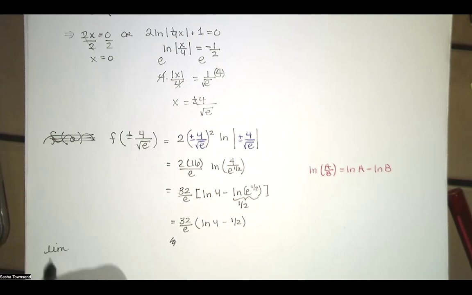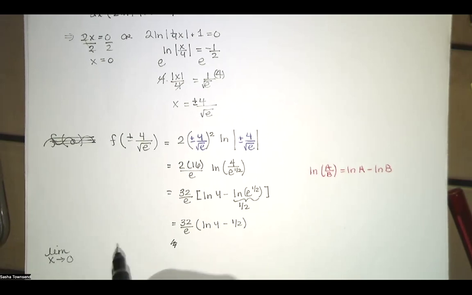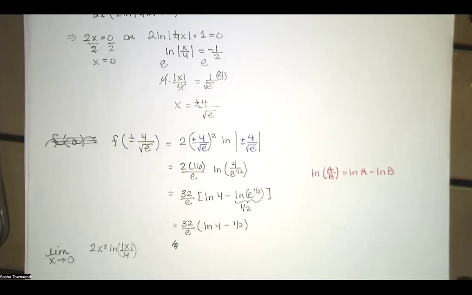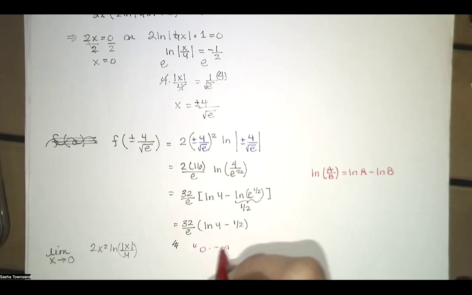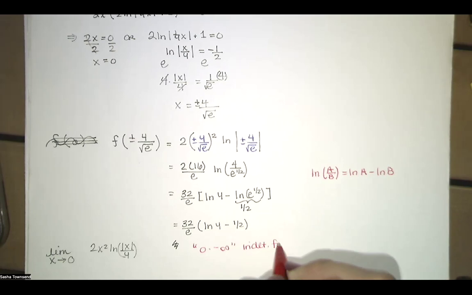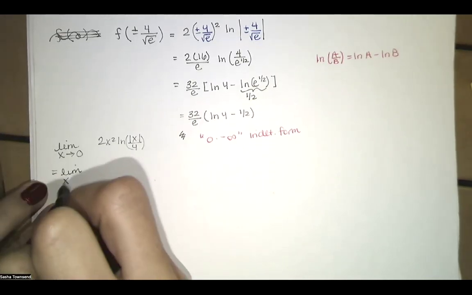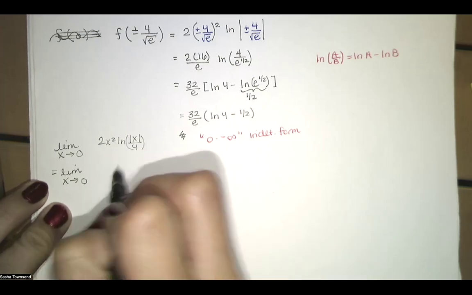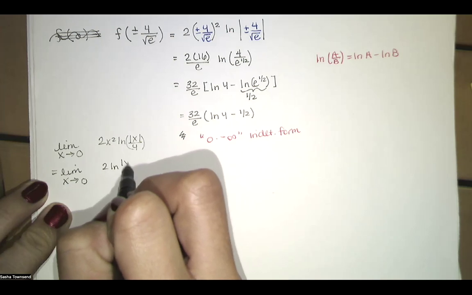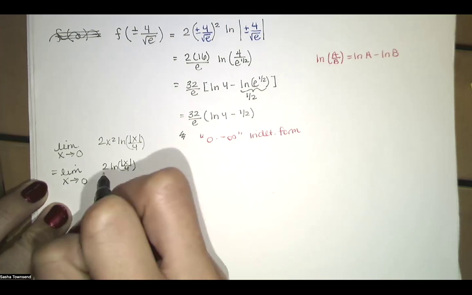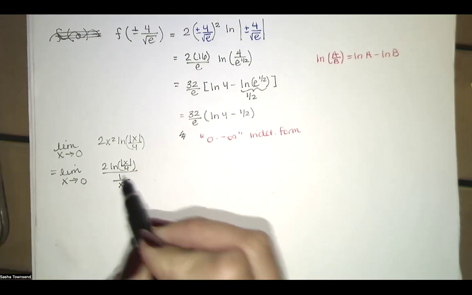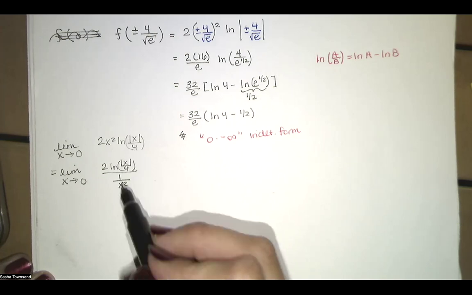And then we said we are interested in what happens as x approaches 0. So our original function was 2x squared times natural log of the absolute value of x divided by 4. So that is a 0 times infinity, or 0 times negative infinity indeterminate form. Now multiplying by that x squared is the same as dividing by 1 divided by x squared, because dividing by a fraction is the same as multiplying by the reciprocal. So these expressions are the same.